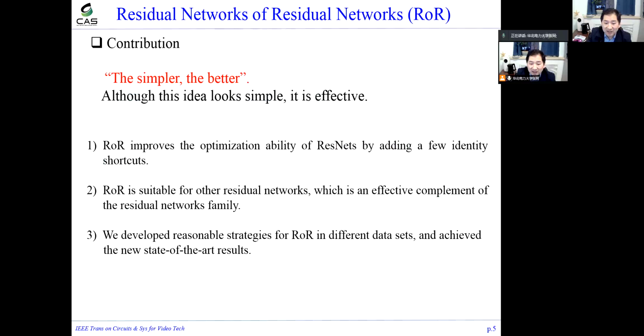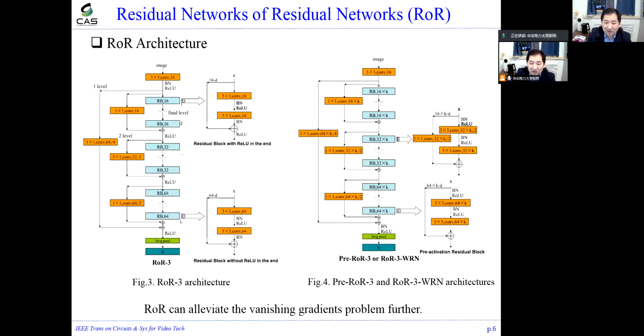Three, we developed reasonable strategies for RoR in different datasets and achieved new state-of-the-art results.